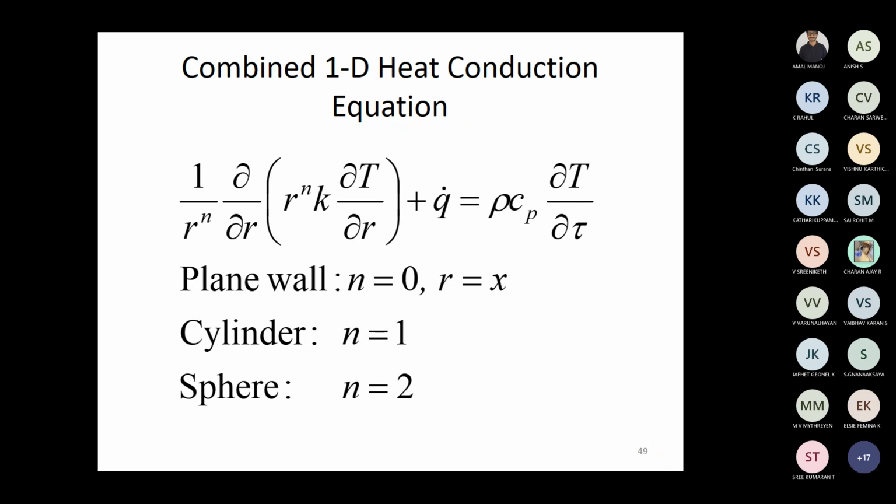Now, what you see on this screen is a combined 1D conduction equation, which is easy to remember. This is a general equation, and it is written as 1 by r to the power n, ∂/∂r of (r to the power n times k ∂T/∂r), plus q dot, is equal to rho Cp ∂T/∂tau. So a first glance at this equation tells you that this is a one-dimensional conduction equation having heat generation and having transient conduction also.